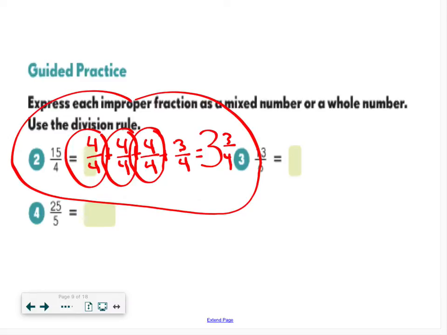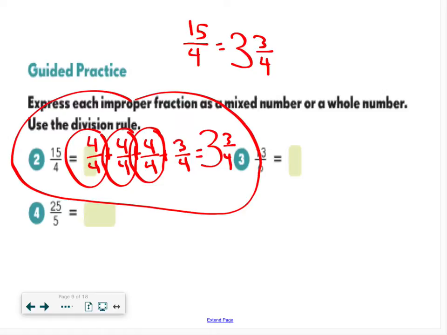If you are trying to do this quickly, instead what you could do is, if you have 15 fourths, you have to think of how many times 4 can go into 15. Well, 4 times 3 is 12, right? And then you have to think of how many left over to get to 15. That's 12, 13, 14, 15. That's 3 left over, and it's still cut into fourths.